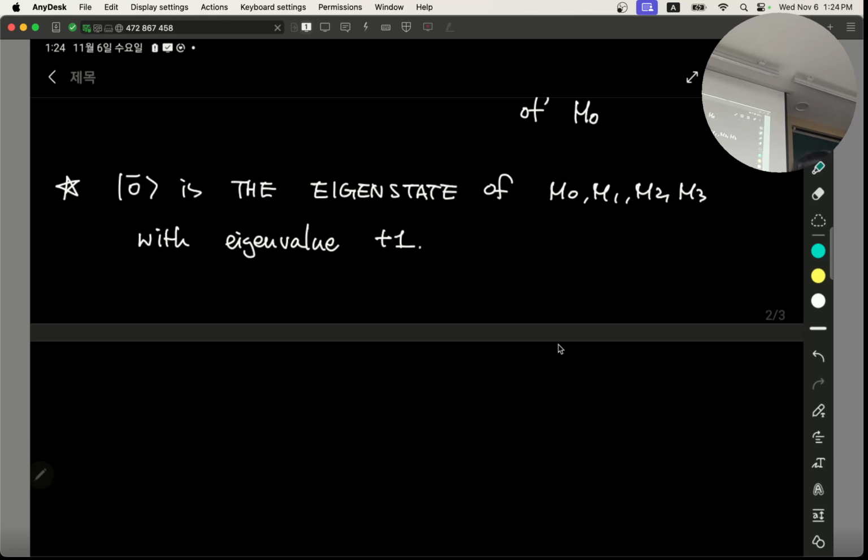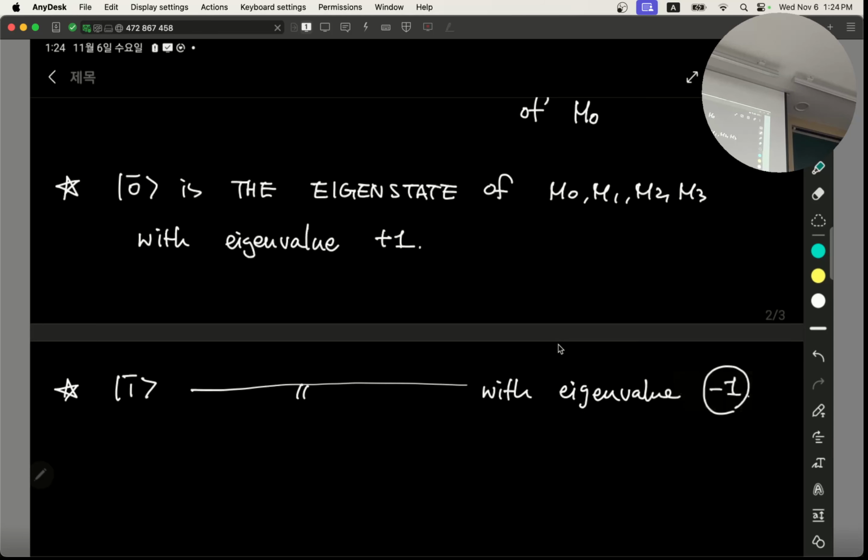So what about 1? So what happens to 1? So 1 is the eigenstate with eigenvalue minus 1. So why is that?